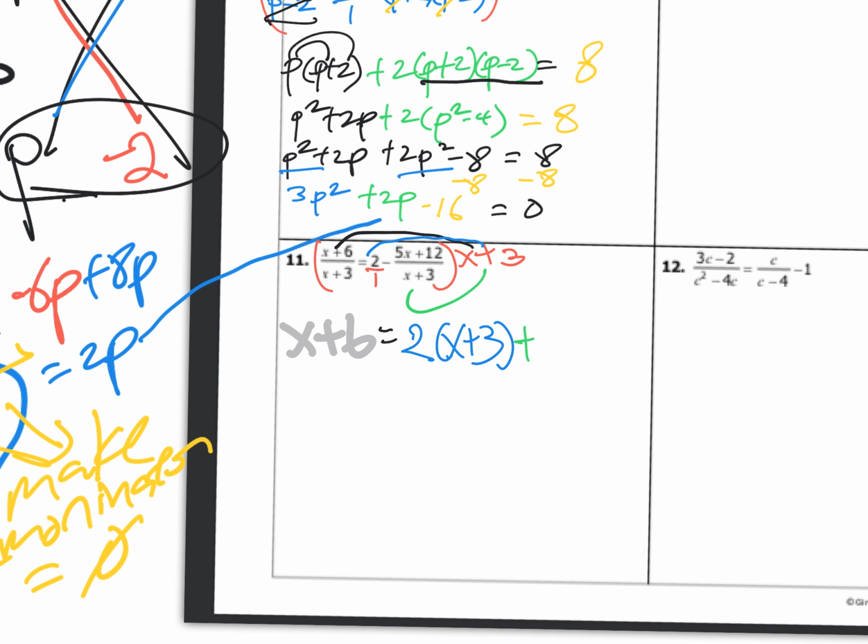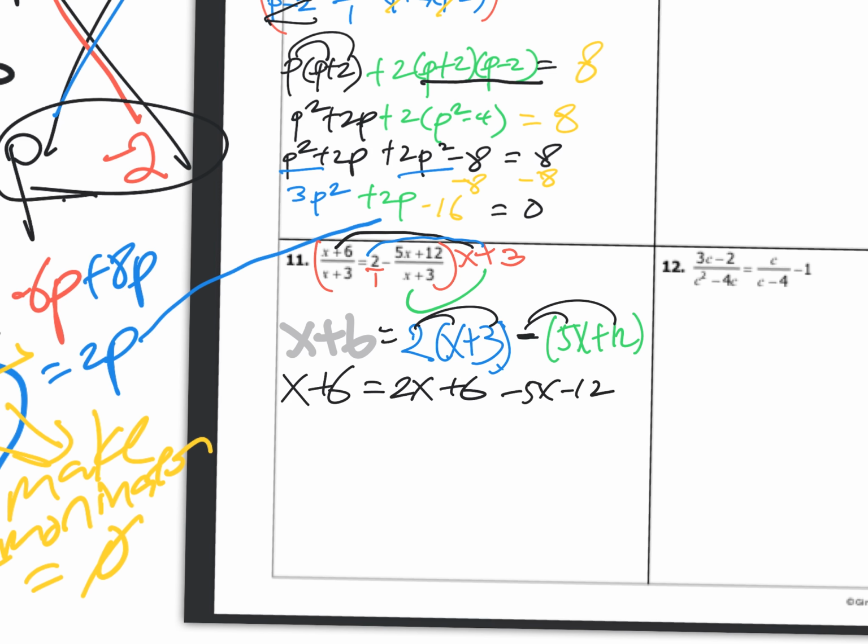Plus, oh, it's a minus. I almost made a mistake here. Gotta be careful. Make sure you write a minus sign in. I'm writing my minus sign in here. So minus (5x + 12). At this point, just do a bunch of simplifying. x + 6 is the same. Distribute the 2: 2x + 6. Distribute a negative sign: -5x - 12. Combine like terms here. Oof, this is a mess.